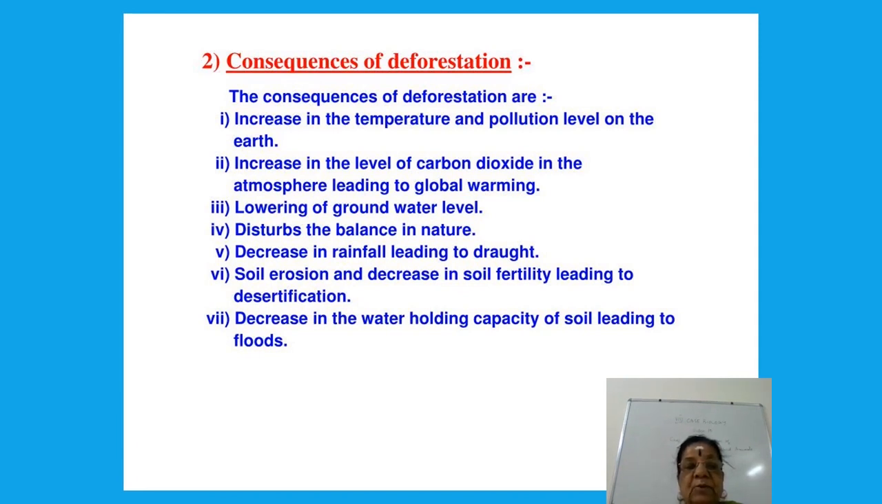Decrease in rainfall leads to drought, soil erosion and decrease in soil fertility, leading to desertification. Decrease in the water holding capacity of soil will also lead to floods. I hope you understand.